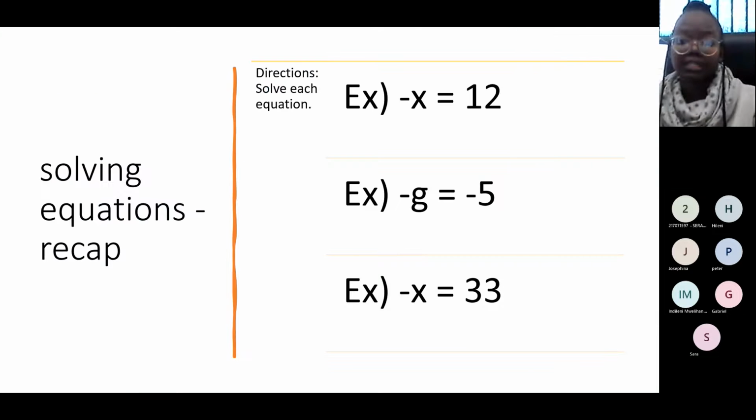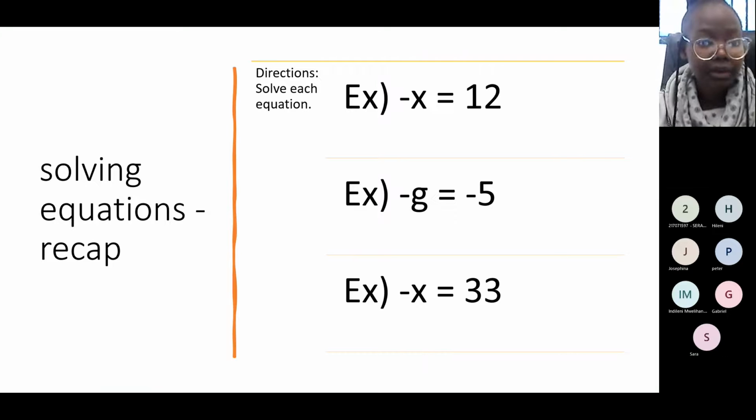So a recap on our previous lesson. Our previous lesson was on solving equations with one unknown. Example 1 says negative x is equal to 12. I need you to solve for x. Like we discussed in our previous lessons, you just divide by the negative on both sides. Then you will have x is equal to negative 12.